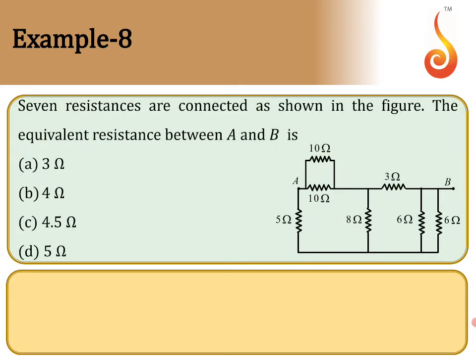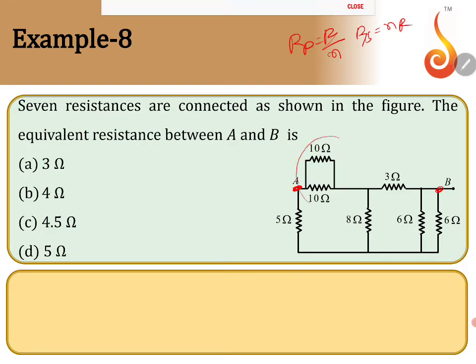Now 7 resistors are connected as shown in the figure. Find the equivalent resistance between A and B. So this is A here and this is B here. Now remember, if identical resistors are connected in parallel, we will be using R by N. If they are connected in series, I will be using NR. Okay, now observe these two resistors.